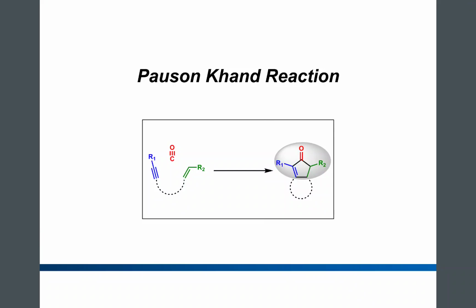Welcome everyone. In this video, I'm going to talk about the Pauson-Khand reaction. The Pauson-Khand reaction is a cobalt-mediated [2+2+1] carbonyl cyclization of an alkyne, an alkene, and carbon monoxide, leading to a cyclopentenone moiety.